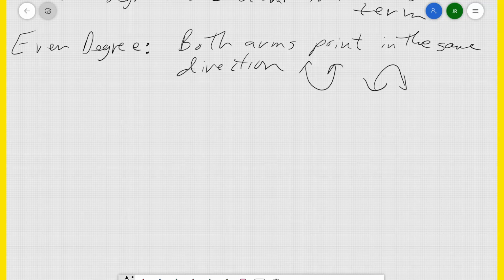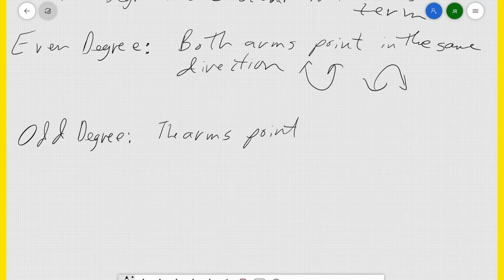All right, let me go ahead and say this. If you have an odd degree, the arms point in opposite directions. So one arm will point up and the other arm will point down, like that or like that. Okay, how do you know which way it is? That's going to be the leading coefficient.